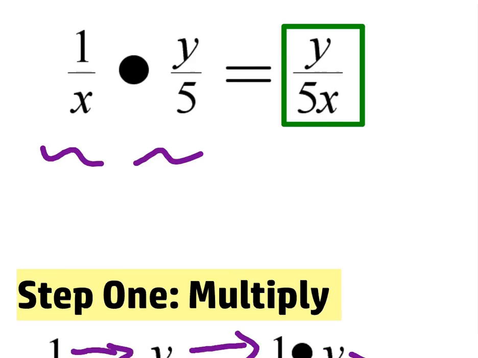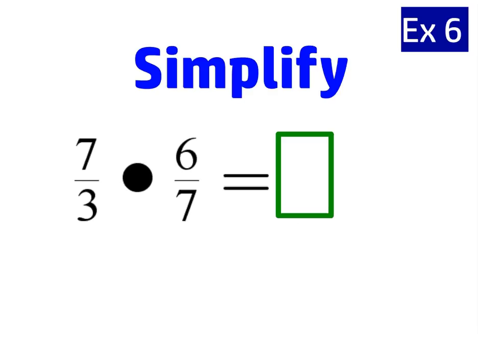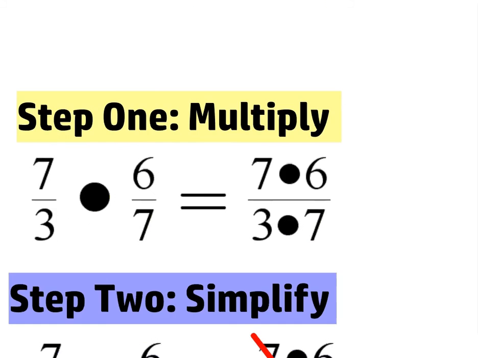Great. Alright, let's keep going. This one I wanted to show you, yes, you can use shortcuts and that's fine. It's still the same steps though. Still going to multiply and then simplify. 7/3 times 6 over 7. Let's go ahead, multiply the numerators, 7 times 6, and then multiply the denominators, 3 times 7.